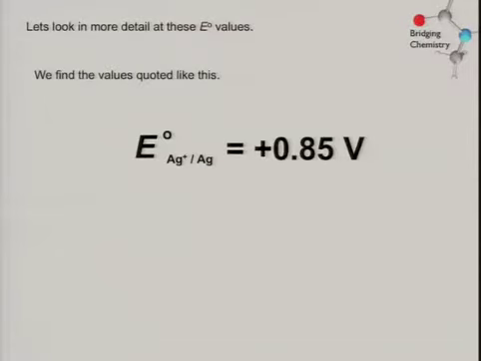Let's look in more detail at these E standard values. What we do is we quote them like this. We'll say, for example, for silver, E standard for Ag plus / Ag equals plus 0.85 volts. Again, we've gone and looked up that number in our book. This little part that we write after the E standard refers to the reaction that's happening, and we write these two things in a particular way.